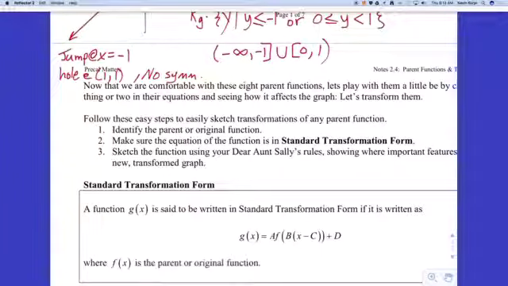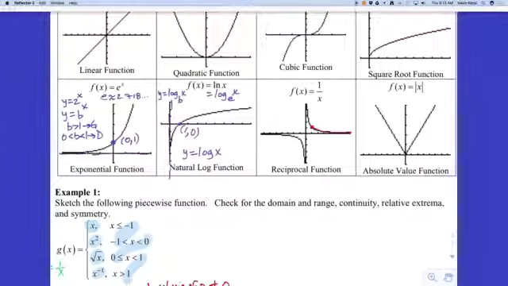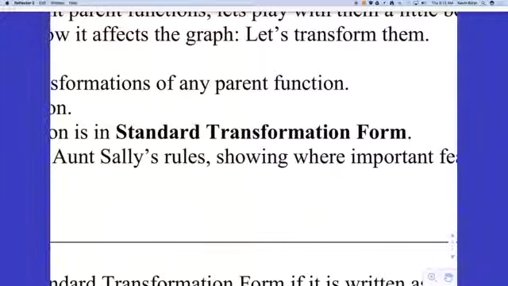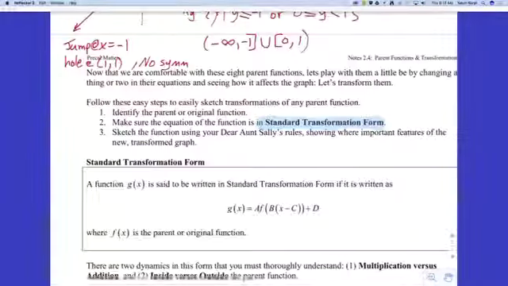All right, so whenever you're going to sketch a transformation of a parent function, the first thing you want to do when you see the equation is to identify the parent function so that you know what the original shape is of the graph you're working with. Then you're going to put the function in what I call standard transformation form. Standard meaning if you do it every time, you can kind of look at the equation and predict how the changes are going to manifest on the graph. And then you're going to sketch the function using your Dear Aunt Sally's rules. Please excuse my dear Aunt Sally.